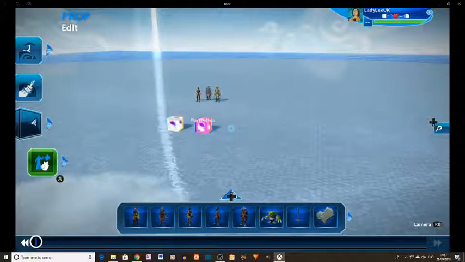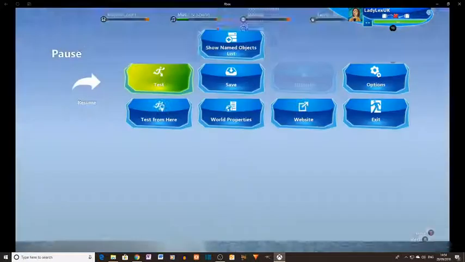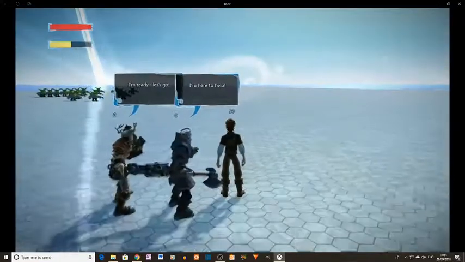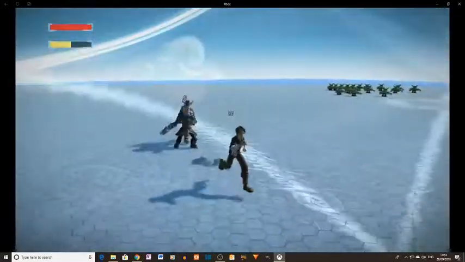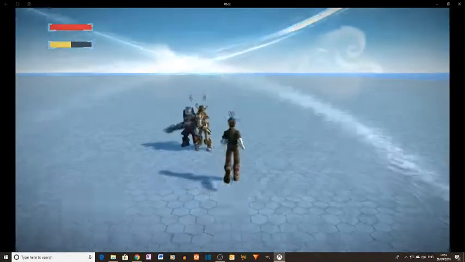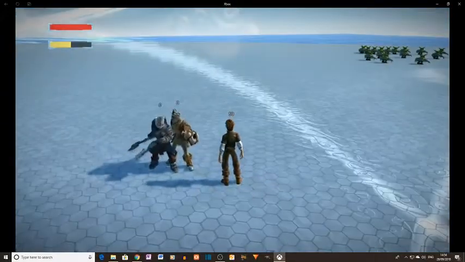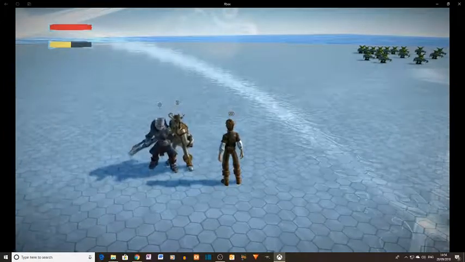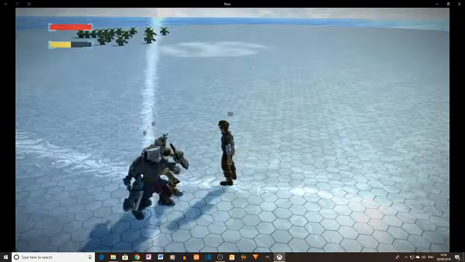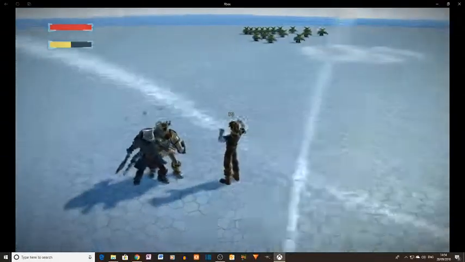So let me first of all show you what I mean by stress. Here we have three characters. We have our player, which is this guy here. I'll jump up and down. There we are. And our two followers, who are part of our party. And over there is a load of enemies, and I've also got a patch of white snow over there, and I'll explain that in a minute.